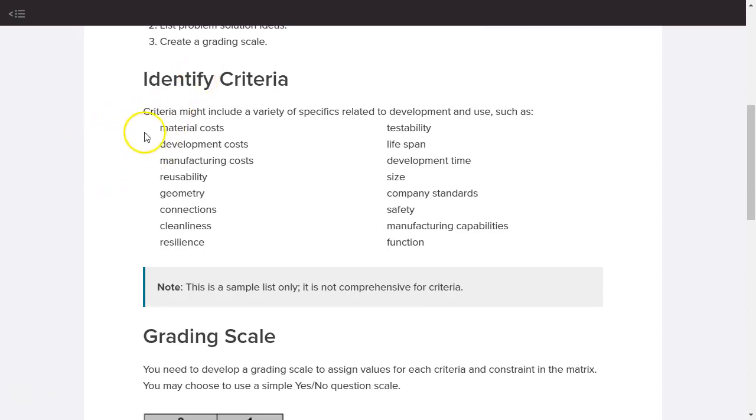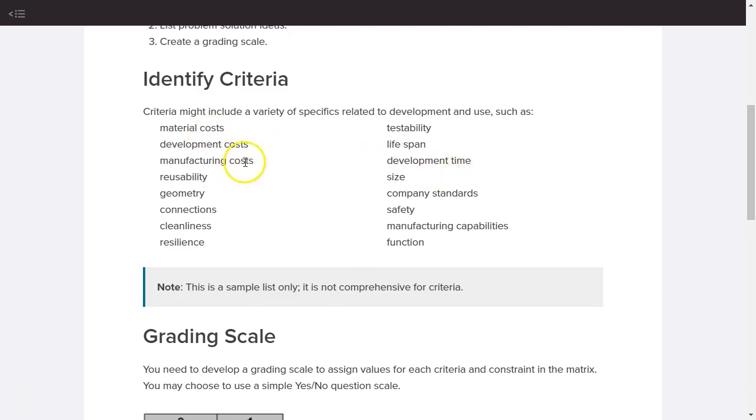You can think about the cost of the materials, how much it's going to cost to develop it. I don't know if that's really applicable to you guys for stuff we do in here. We might consider manufacturing cost. How much are your raw materials going to take? How long is it going to take you to build? Is it reusable? What about geometry? What about connections? How is that going to work? Cleanliness, resilience. I like resilience. Is it going to be durable? Is it going to be testable? That's a really great question. Durability and lifespan is another idea.